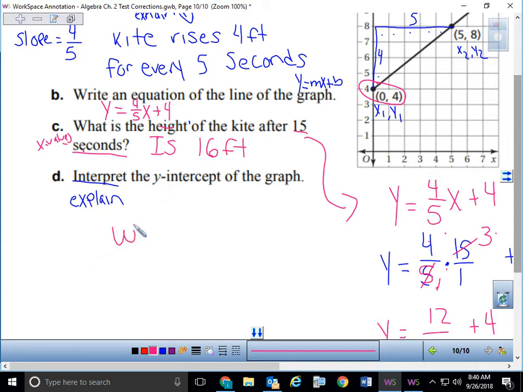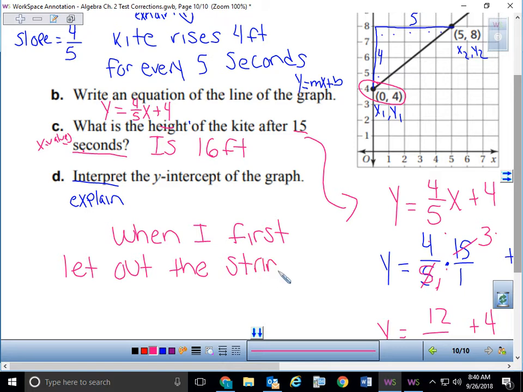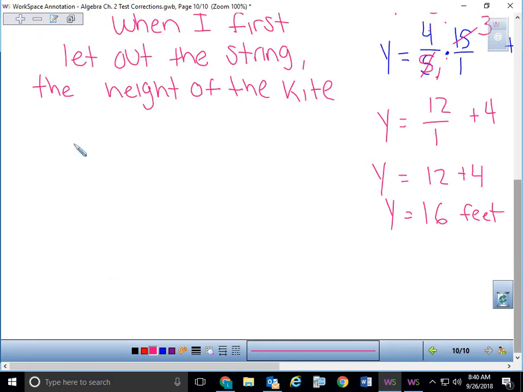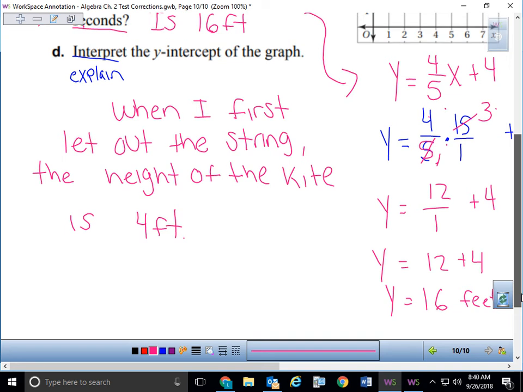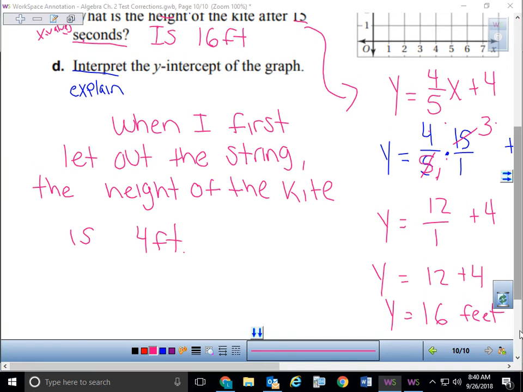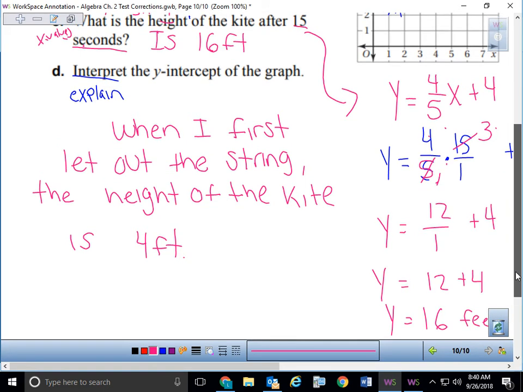So I'm going to say, when I first let out the string, the height of the kite is 4 feet. That's where it starts. When I let the string out, my kite is only about 4 feet above the ground. That's before the wind starts taking it and we run, whatever happens when we're playing with our kite.